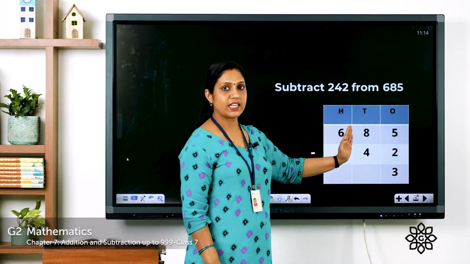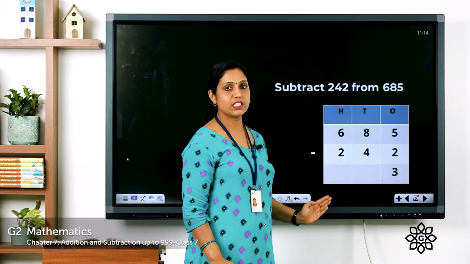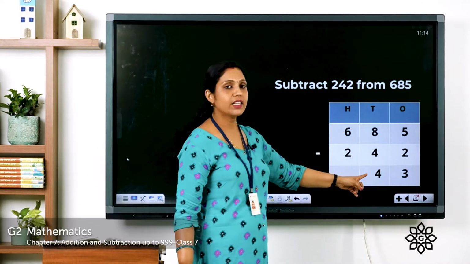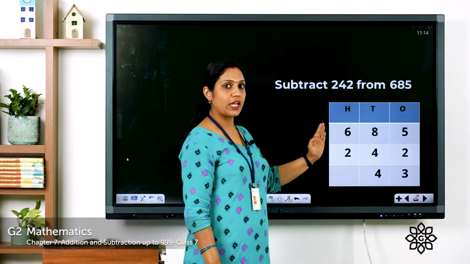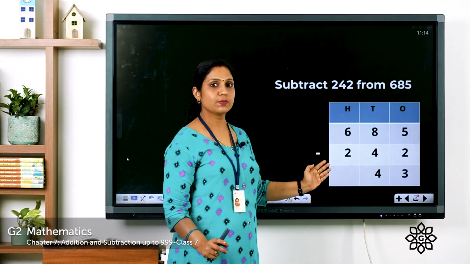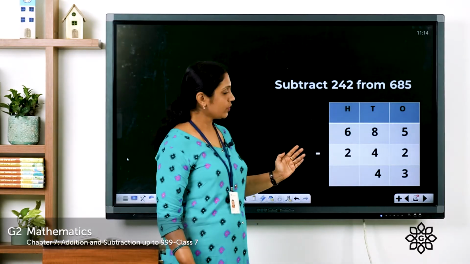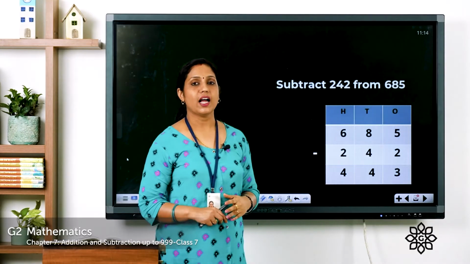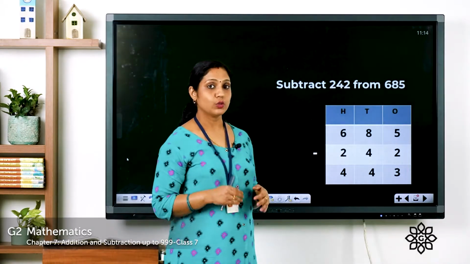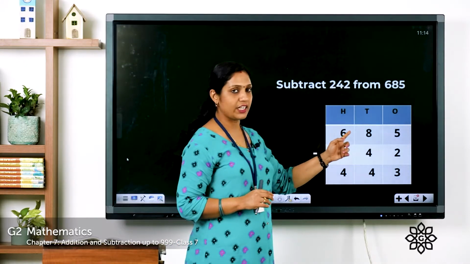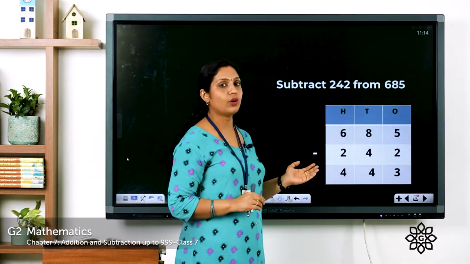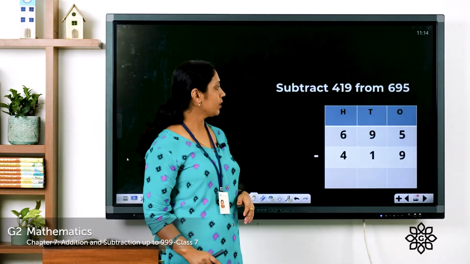Next, we'll move on to the tens place. We have 8 minus 4. 8 minus 4 is 4. So we'll write that here in the tens place. Now we'll move on to the hundreds place. In the hundreds place, we have 6 minus 2 and 6 minus 2 is 4. So that we'll write here under the hundreds place. And so we get the answer 443. So when we subtract 685 minus 242, we get the answer 443.